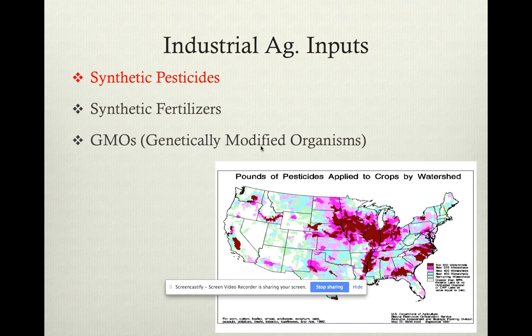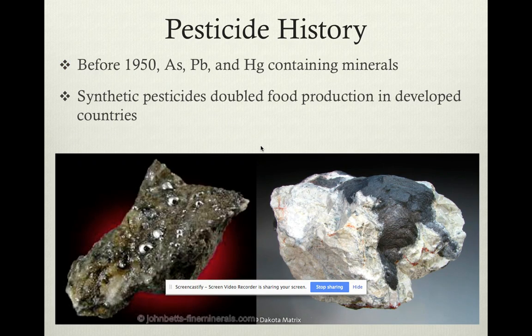So the inputs for industrial agriculture, we're going to talk about pesticides and fertilizers. We've already talked about GMOs in class, so we're not going to spend too much time on that. In terms of synthetic pesticides, we have been using natural pesticides for many, many years. In the 1950s, we used arsenic, lead, and mercury from minerals that we crushed up and would put on the crops. But we quickly figured out that arsenic and mercury are not good for us, and they were getting into our food, which we're then getting into our bodies. So now we use synthetic pesticides, and that has really doubled our food production and made it where we can feed all the people on the planet.